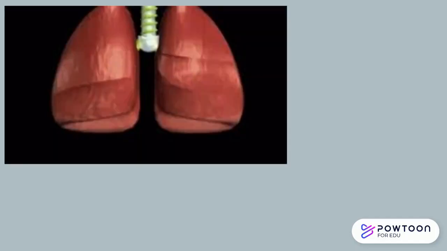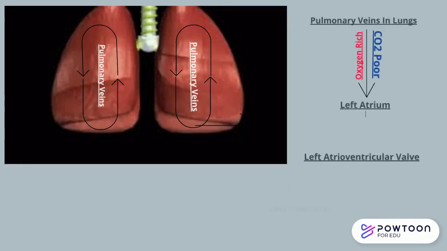Blood flows from the pulmonary veins in the lungs into the left atrium, and from the left atrium it flows through the left atrioventricular valve and then into the left ventricle. Then the blood flows from the left ventricle through the aortic semilunar valve and into the aorta, which sends blood to the rest of the body.